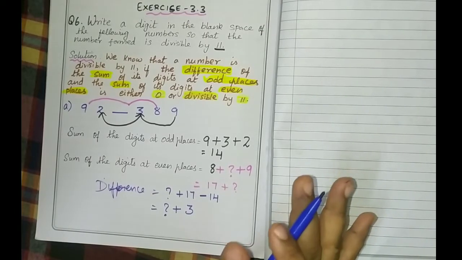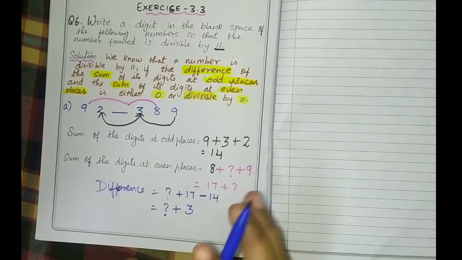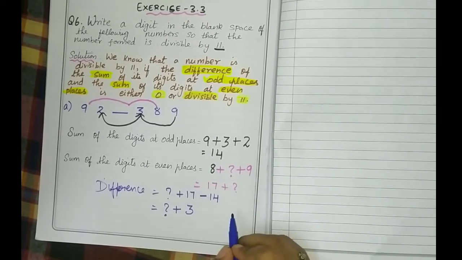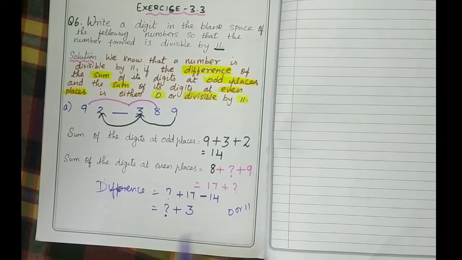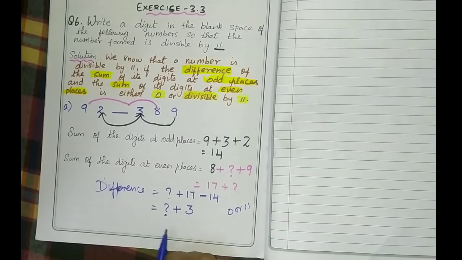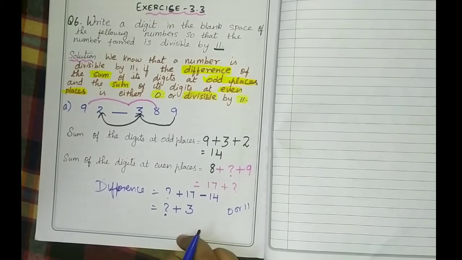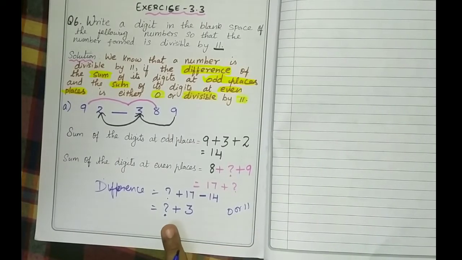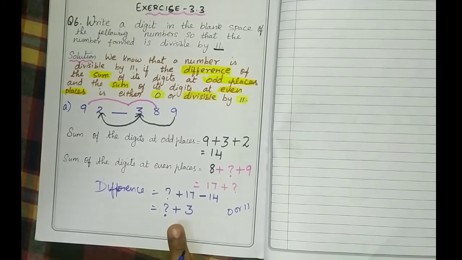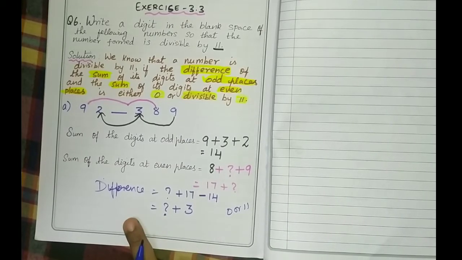Still my question is incomplete because I am not getting a number. I have to get either 0 or a number divisible by 11. In this position you can't get 0. Why? You have to add some number to 3. Is it possible to get 0 there? No. So you have to get 11, a multiple of 11. So with this 3, you have to add some number to make 11.